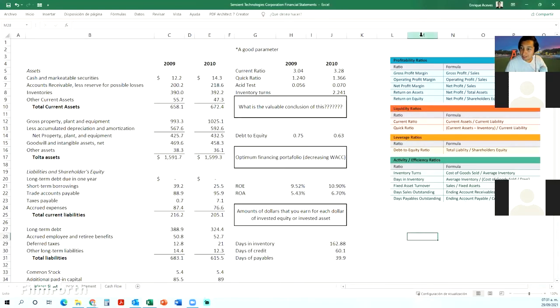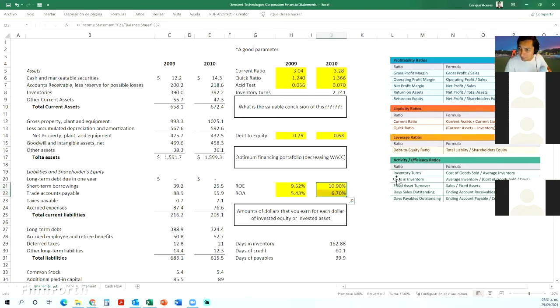So first of all, guys, please tell me, do you remember these ones? So we missed activity and efficiency ratios. These are related to this topic of creating a forecast, because these are the most common ratios used to do the sales method.